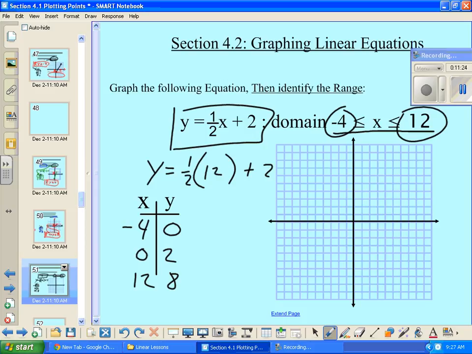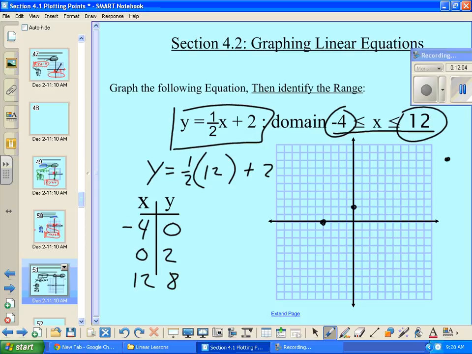So again, I found 3 ordered pairs. I definitely plugged in the two boundaries, the upper and lower boundary, because I need to know where those points are. And then just some number in between, and we'll see how they line up here. -4, 0 means left 4. Up or down 0. 0, 2 means left to right 0, up 2. And then 12, 8. 1, 2, 3, 4, 5, 6, 7, 8, 9, 10, 11, 12. I was thinking ahead of myself there. And then up 8. 1, 2, 3, 4, 5, 6, 7, 8. I'm almost off the graph here a little bit, but it should be somewhere about right there. So that's close enough for me.